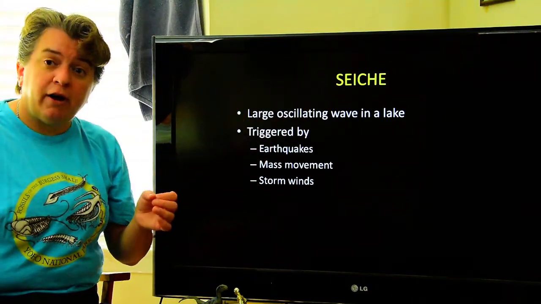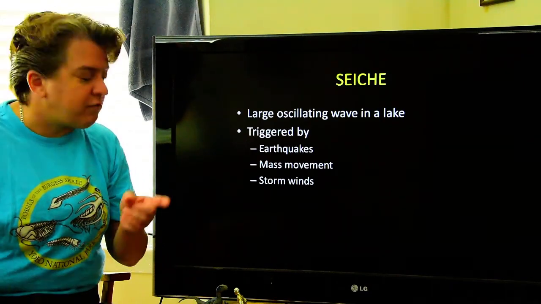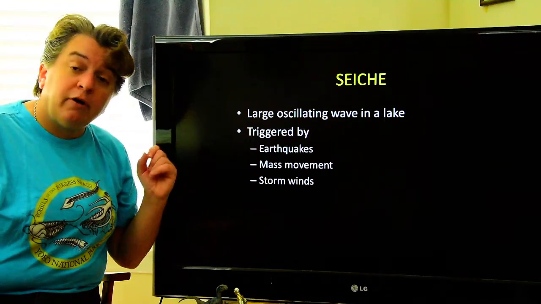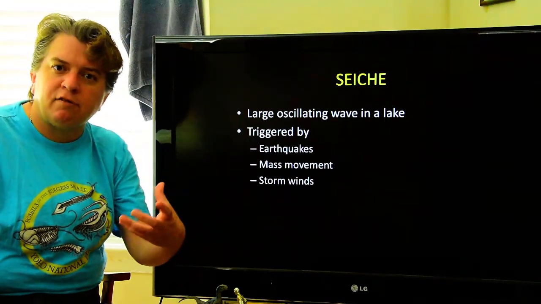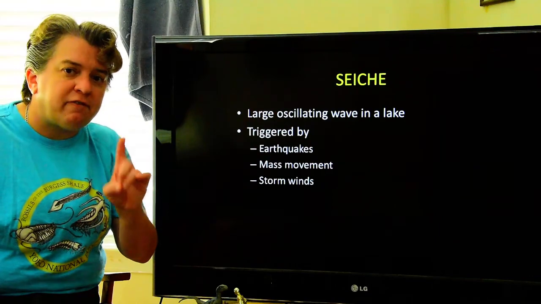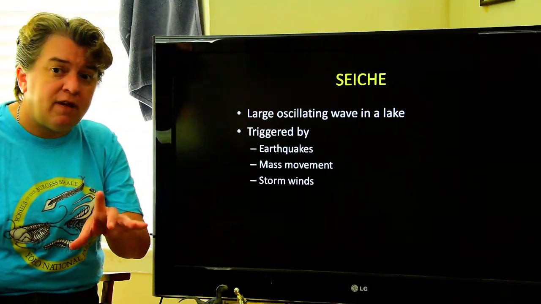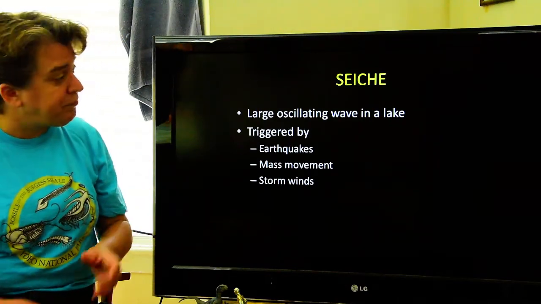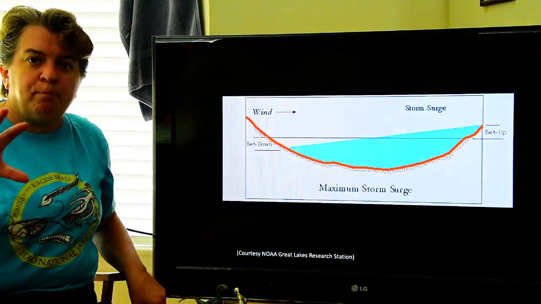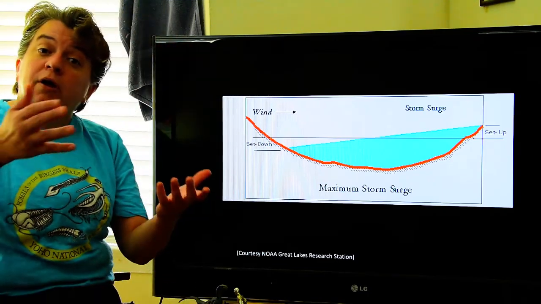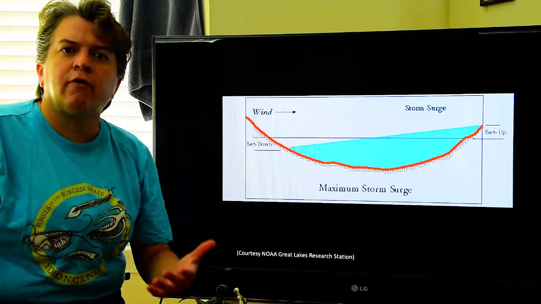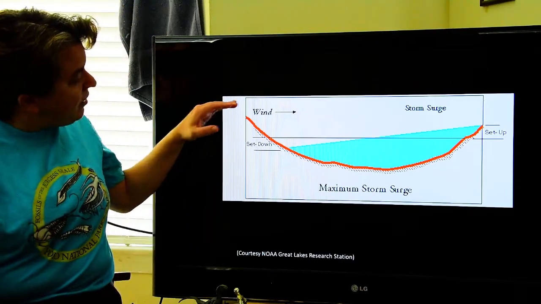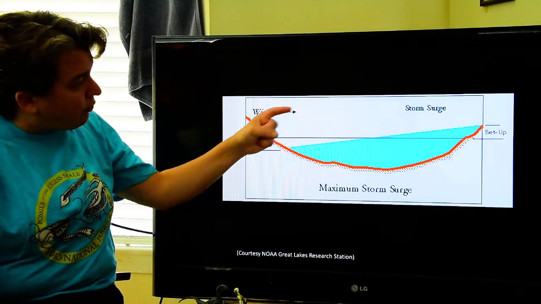And these can be triggered by some of the things that are similar to tsunami. They can be triggered by earthquakes. They can be triggered by mass movements, right? Landslides in the lake. But for seiche, the biggest trigger for these, or the most common that you'll see, are storm winds. So how this works is you get a big strong storm. Could be a hurricane. Up north in the Great Lakes areas, it could just be a winter storm or an autumn storm.